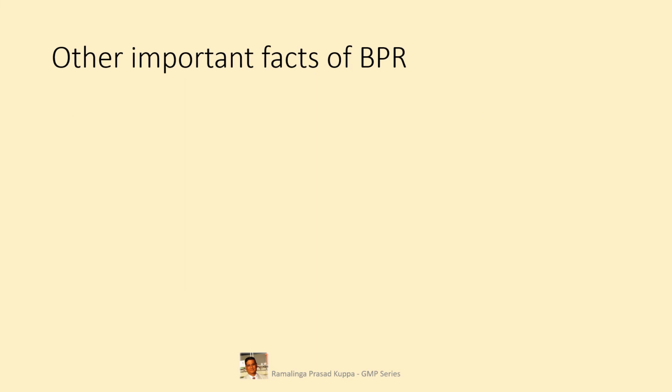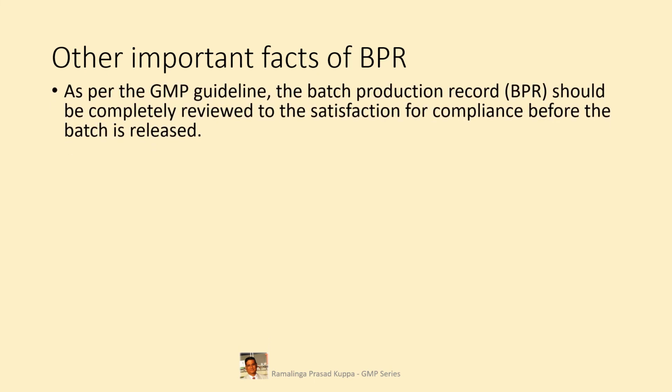Let us see other important features that should be considered for handling of BPRs. As per the GMP guideline, the batch production record should be completely reviewed to the satisfaction for compliance before the batch is released. The review should be before the release of the batch to the market. This is to establish that all data pertaining to that batch is completely reviewed satisfactorily and confirm that the batch is ready for dispatch to market. After this step only, the batch should be approved to move out.